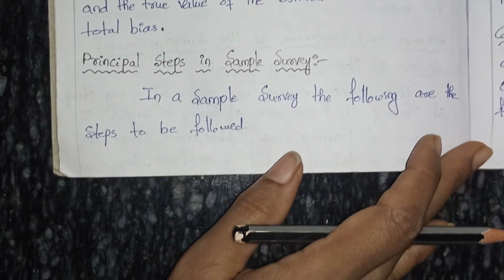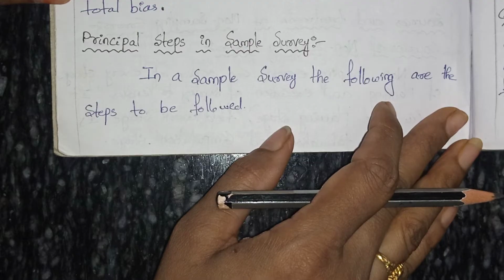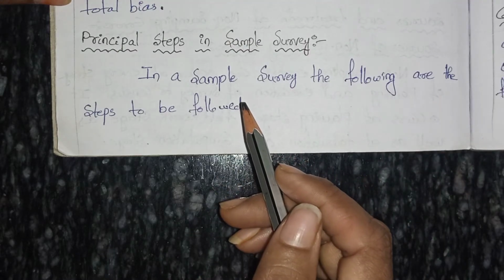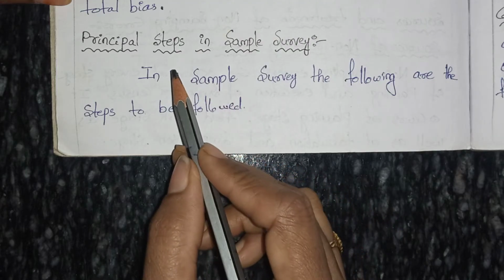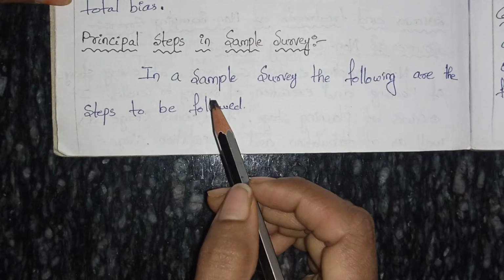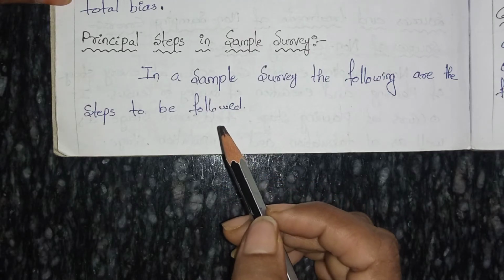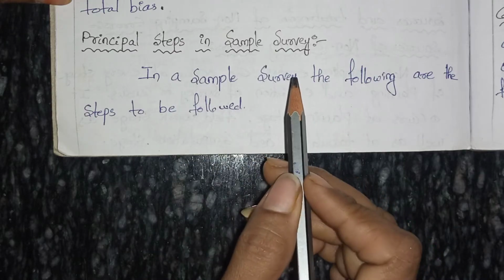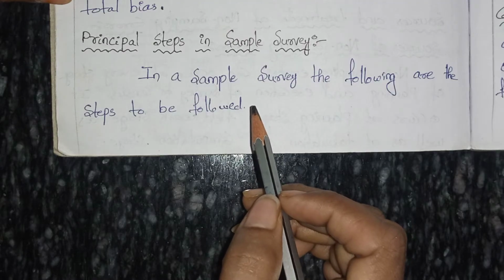Hi students, one more important question we are going to discuss related to sample survey. If you follow my videos, you can understand the important questions related to semester 5. This question, principal steps in sample survey, is definitely an important question for the semester 5 exam. And one more question from this unit is sampling errors. In both of these, you will definitely get one question.